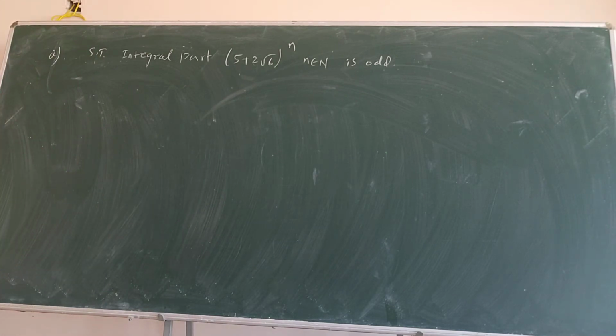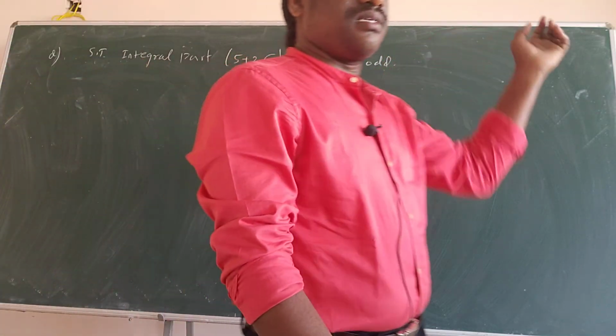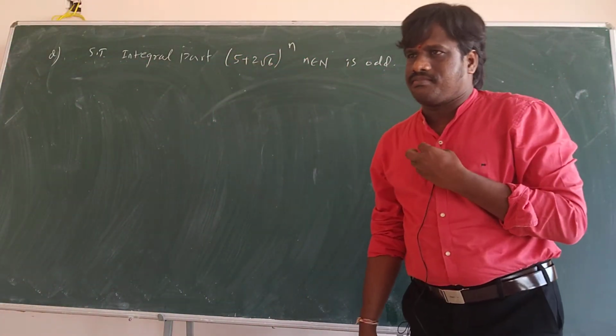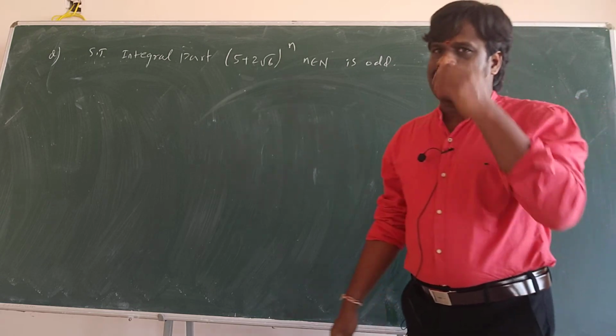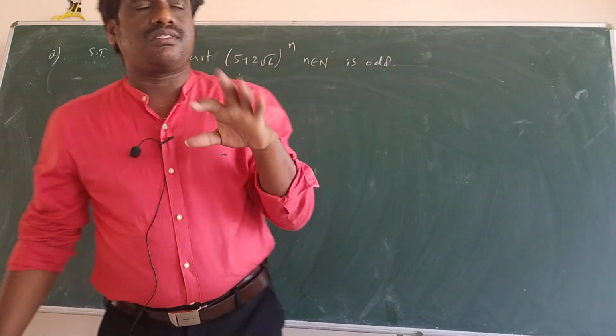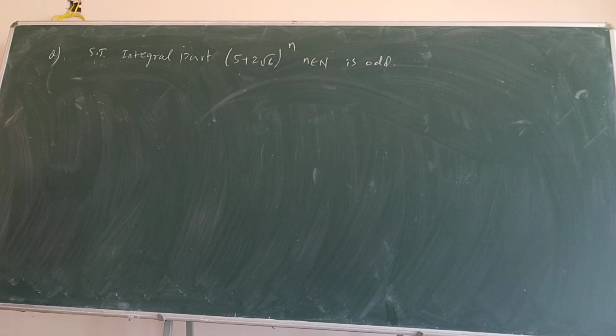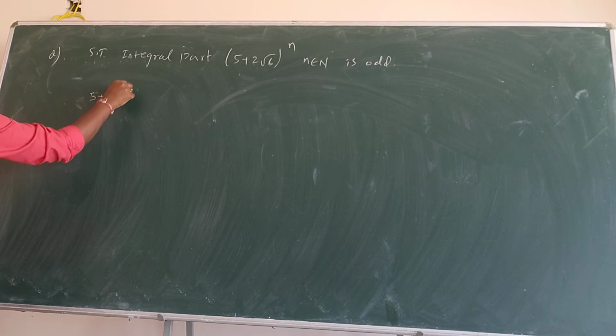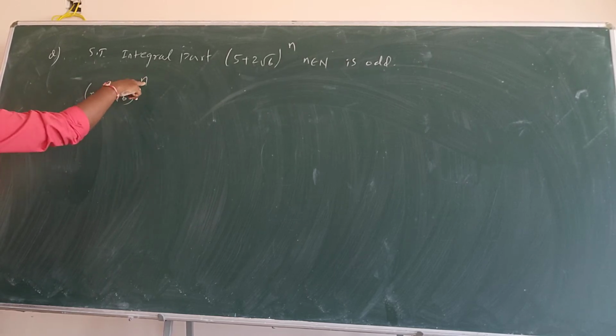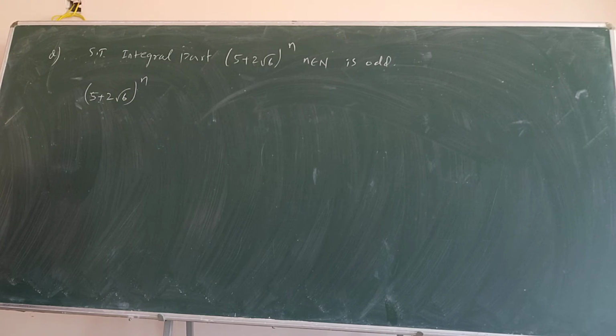See, these type of questions, in olden days they used to ask when it was a subjective exam. Now they are not asking, but I just want to explain because it is there in the concept. So what you do here: show that it is an integral part of this. What is given is 5 plus 2 root 6 to the power of n. Now it is n; previously it was 6.